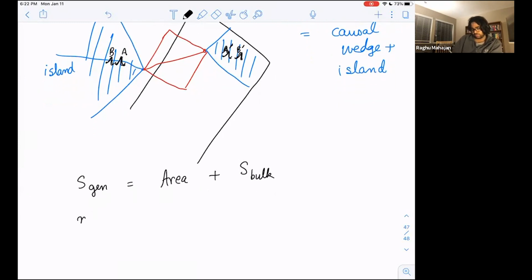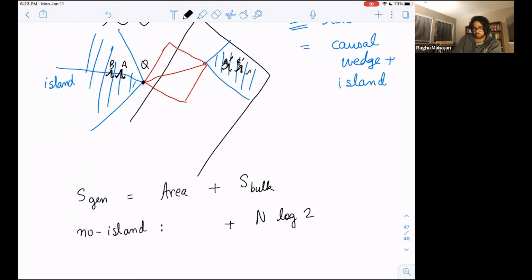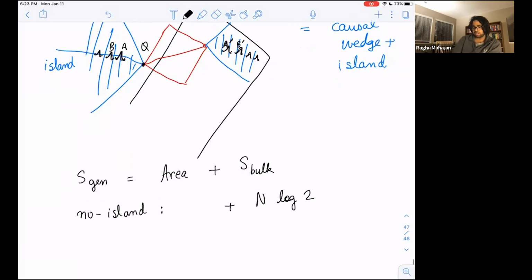We can consider two things. If you have no island, the area of this point here, let's call this Q, you don't get any area because you didn't put the island, but you are penalized by S bulk because you have a contribution n log 2, where n is the number of these EPR pairs that you have obtained by Hawking radiation. And at late times, n is large.